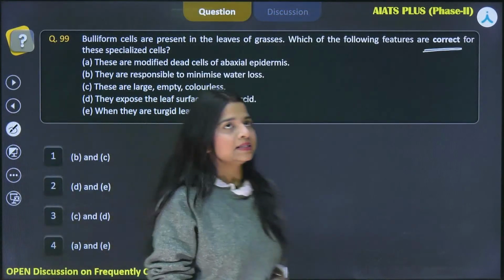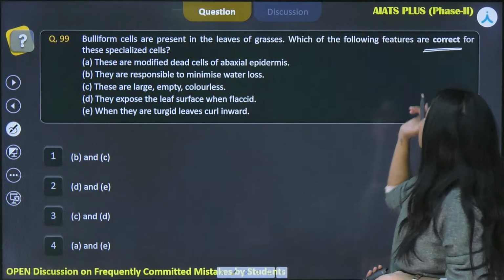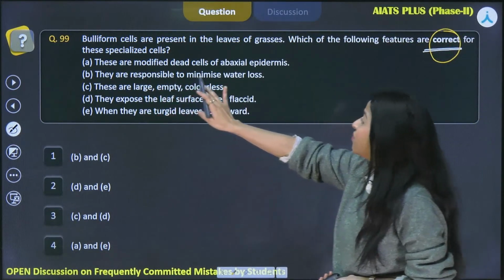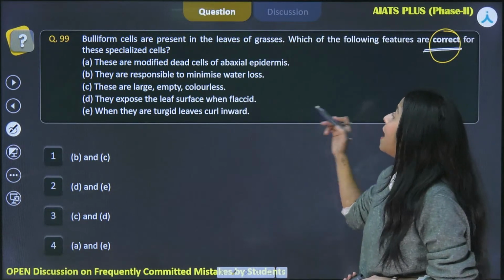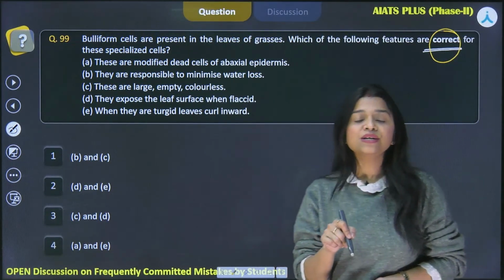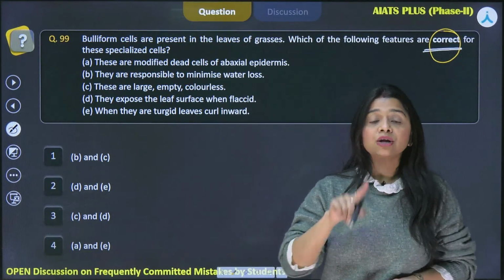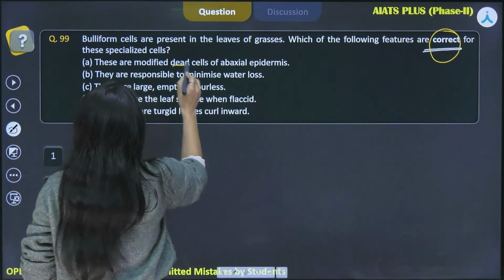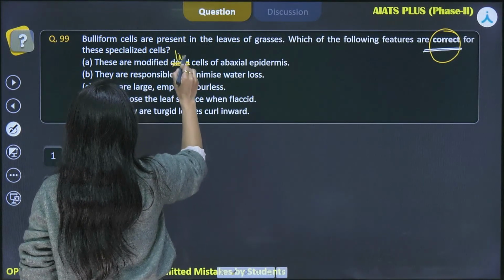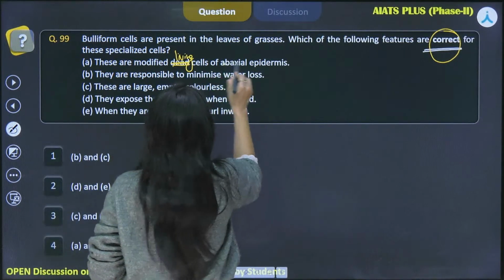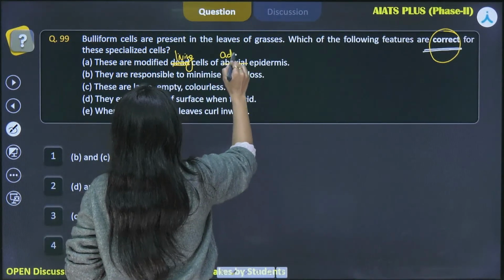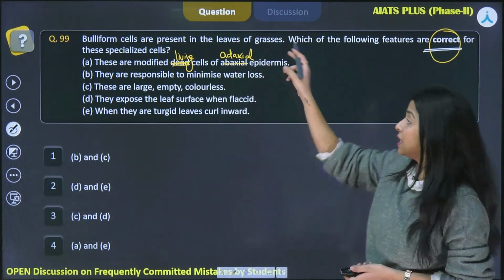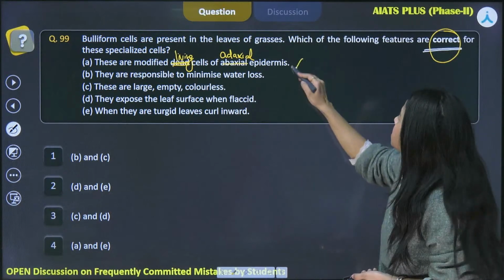The question asked, which one is the correct characteristic feature? The first one says, these are modified dead cells of the abaxial epidermis. I just told you it's not abaxial, it is adaxial. Also, they are not dead, they are living cells. So these cells are living, first of all, and they are present towards the adaxial surface. So both of the points mentioned in this feature are incorrect. So this is not the true one.